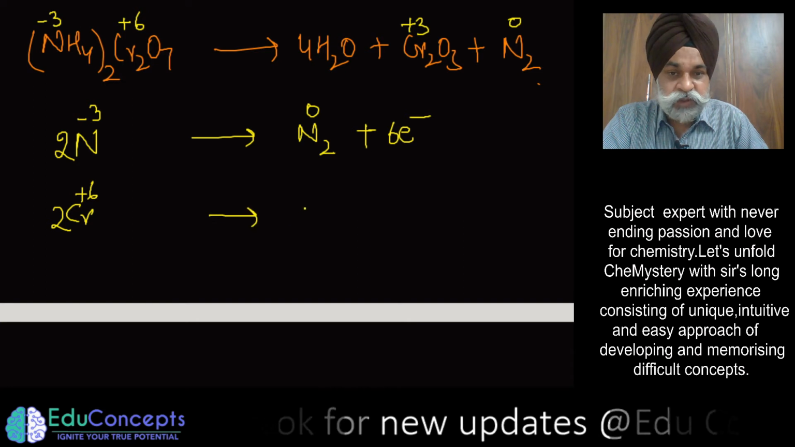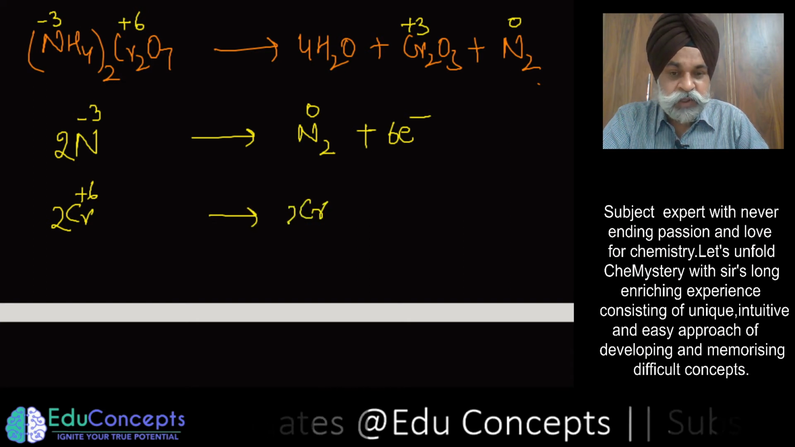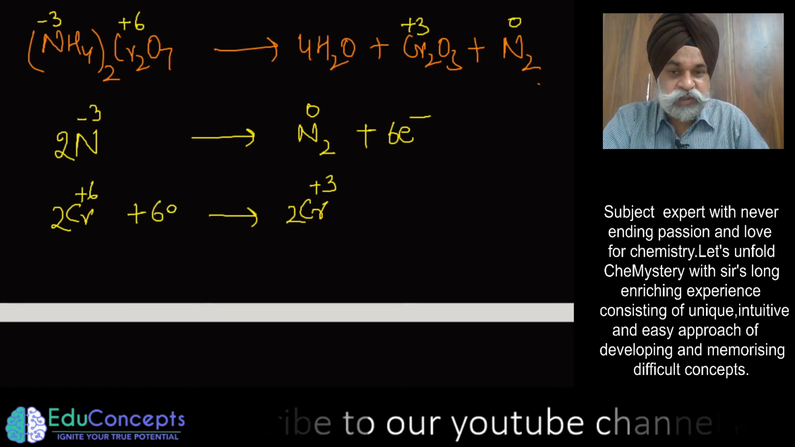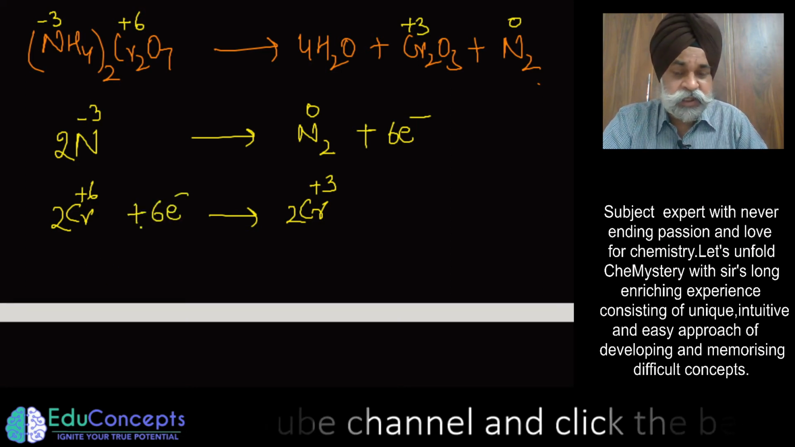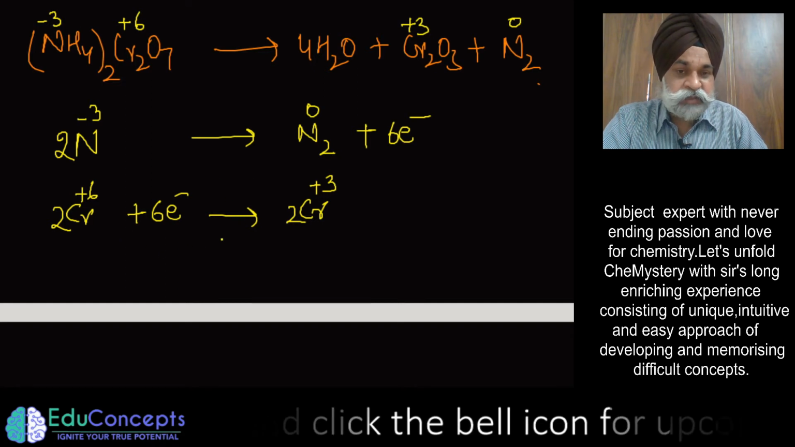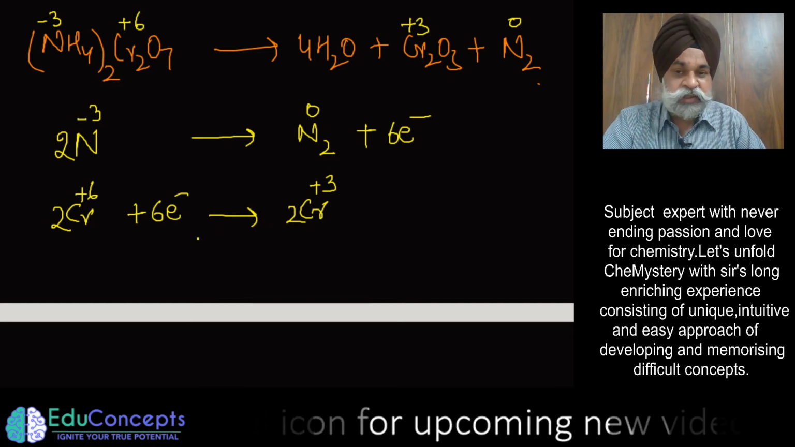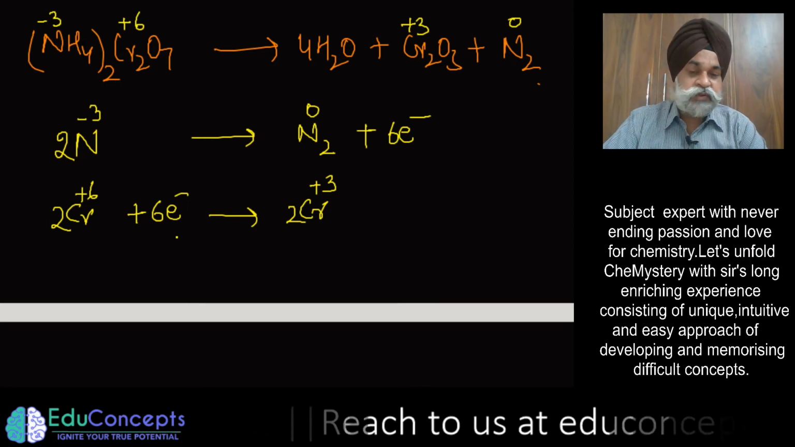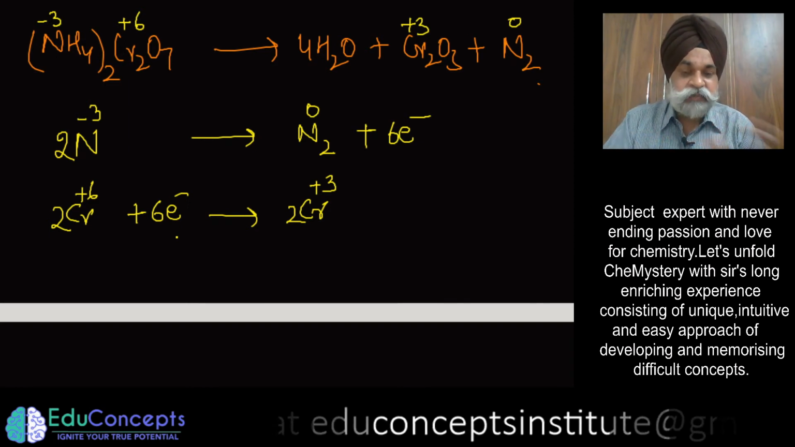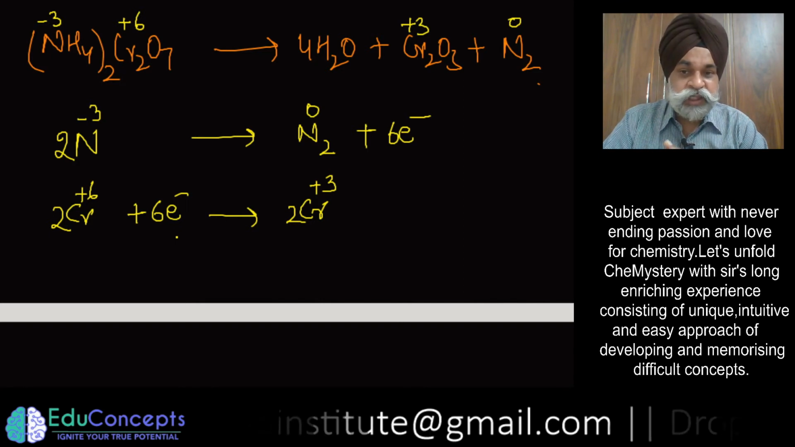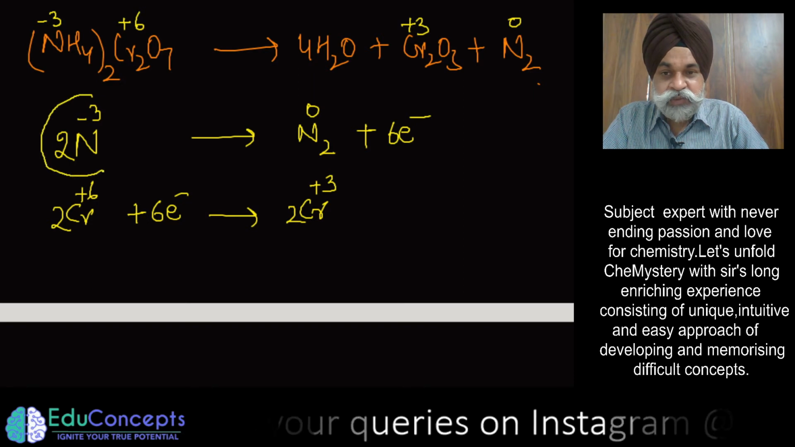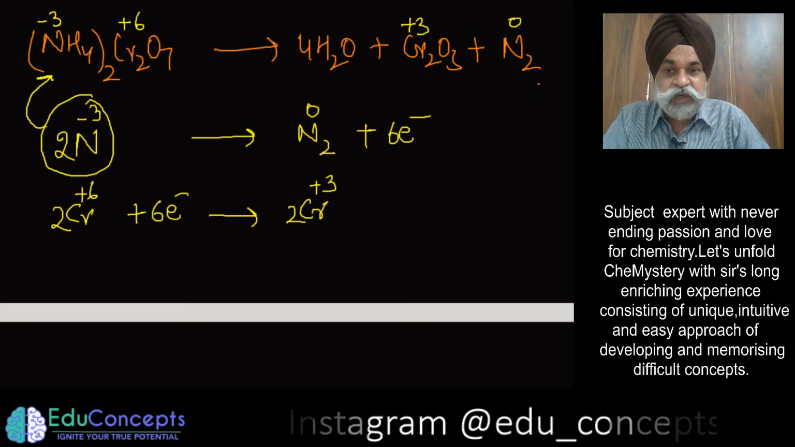All of those go on to chromium with 3 oxidation states. So that means this must have gained 6 electrons. So this is the electronic system I am showing you, how these electrons are lost. And this is beautiful to address this type of question, where you can see how the electrons are being exchanged. Now this is a very interesting point: these 2 nitrogen atoms are there in 1 mole of ammonium dichromate.